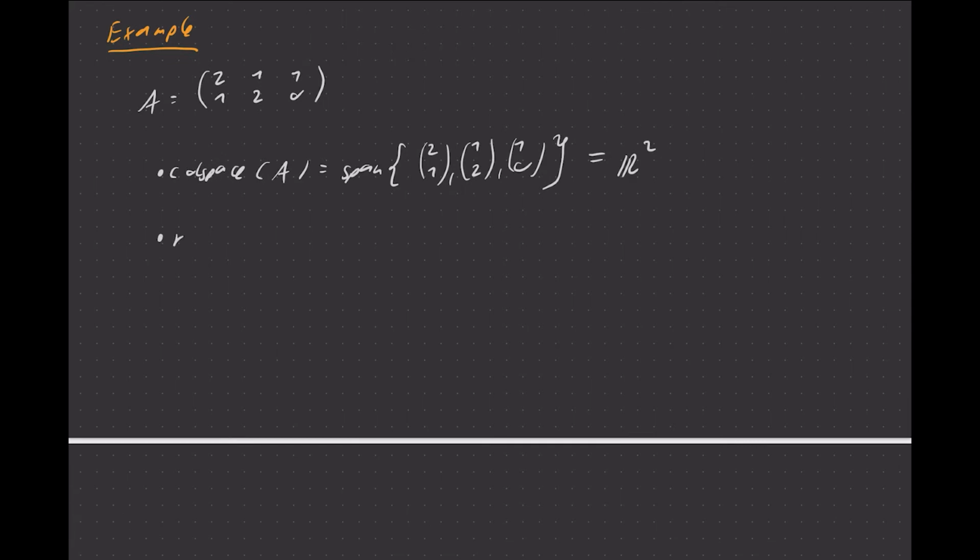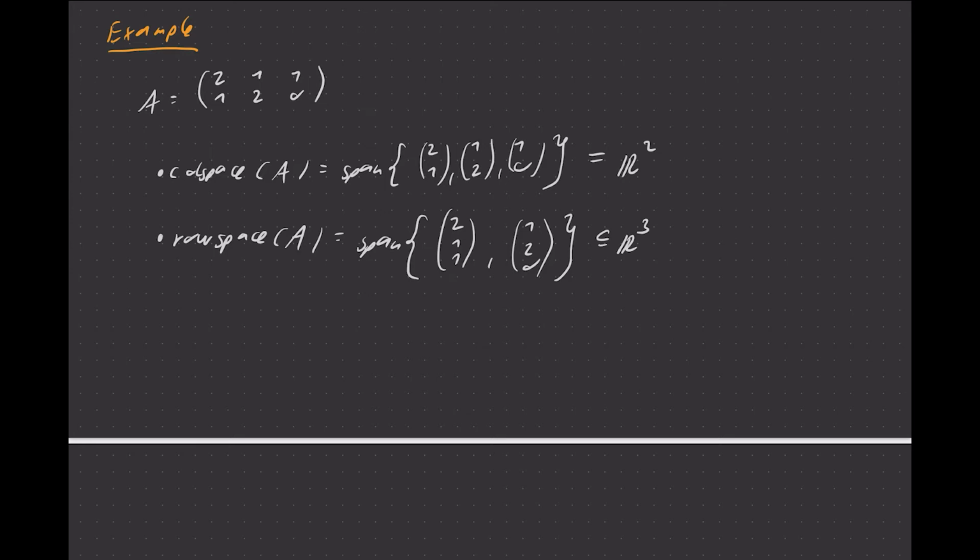The row space, that's a different beast here. The row space of A is the span of the rows. And those rows are (2, 1, 1) and (1, 2, 0). So that's 2 vectors in R3, and obviously that cannot span R3 because that would be 3-dimensional, but it is a subspace of R3.